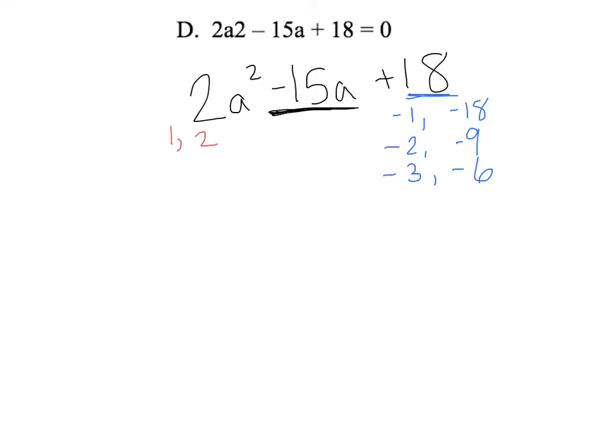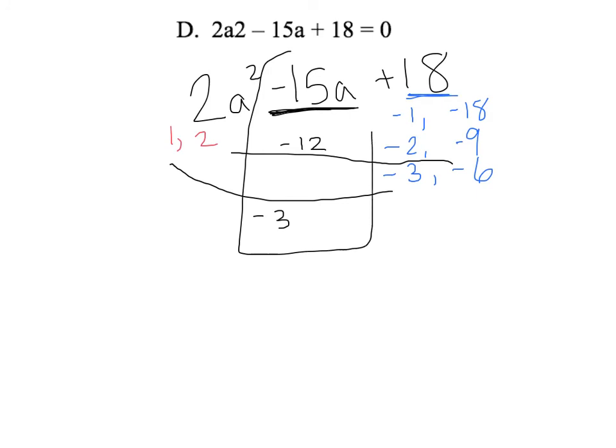Now we go through and do our checking. And it ends up that 1 times negative 3, so negative 3, and 2 times negative 6, which is negative 12. That is the combination that's going to give us negative 15 in the middle.